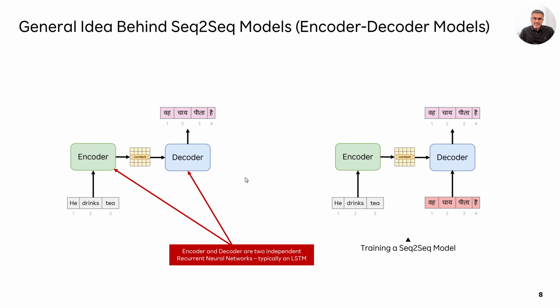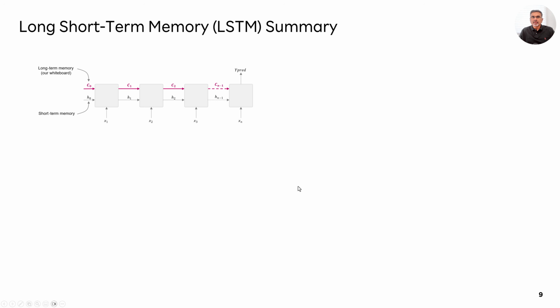Typically, it's an LSTM variant of a recurrent neural network because LSTMs can capture long-term context as well. So you use LSTM as the underlying neural networks for these individual encoder and decoder neural networks. Now let's do a very quick recap of LSTM. I've covered this in a lot of depth in the prior episode, but I'll do a very quick recap.